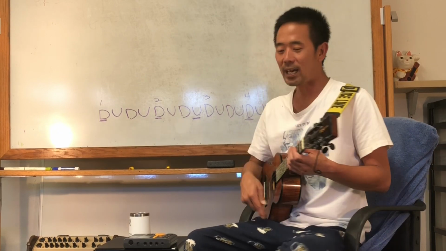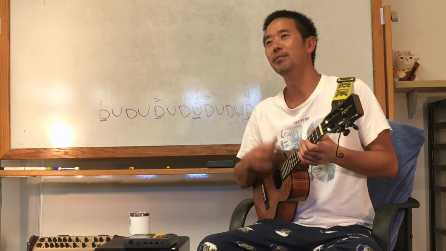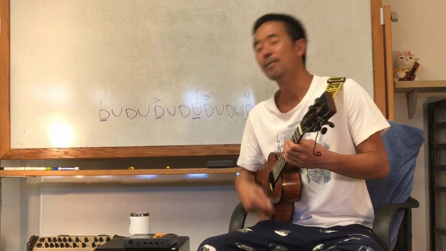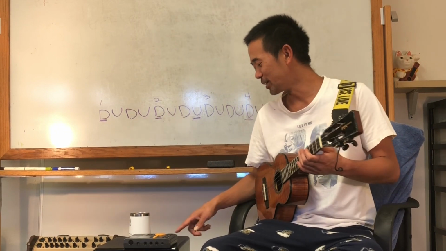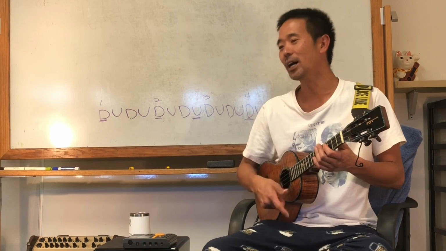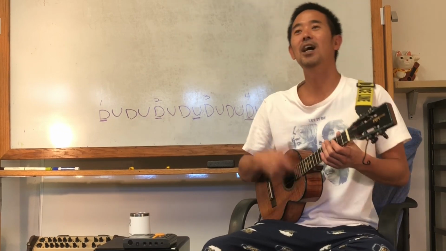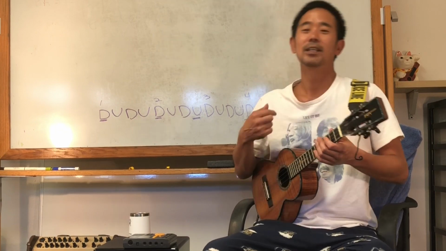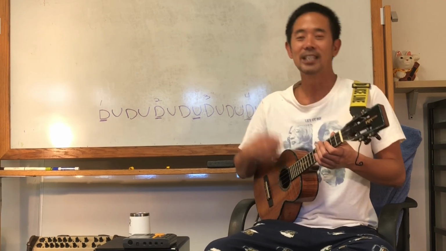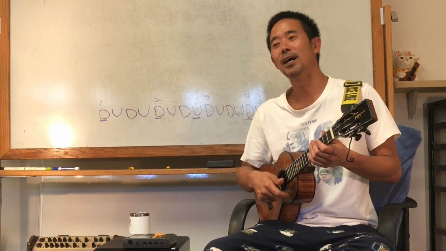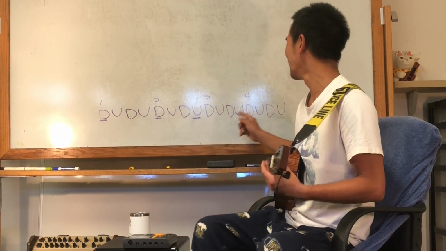Down, down, up, down, up, down, up, down, up, 4. With the metronome, down, down, up, down, up, down, up, down, up, 4. Okay? So you can see how we're slowly getting there.